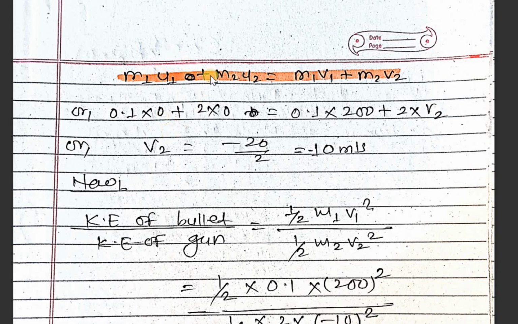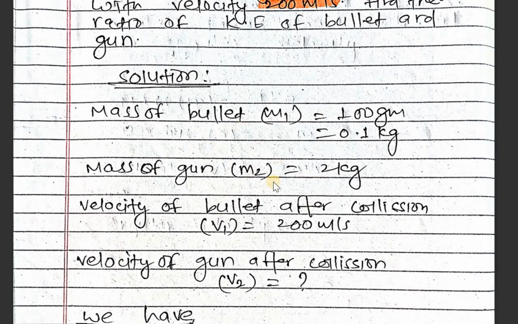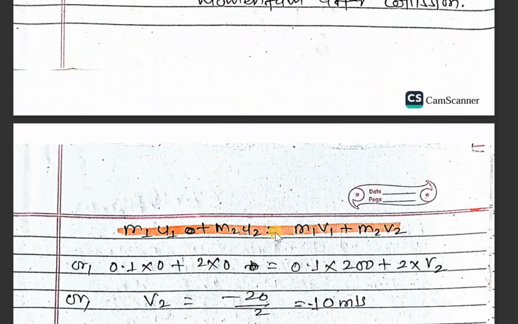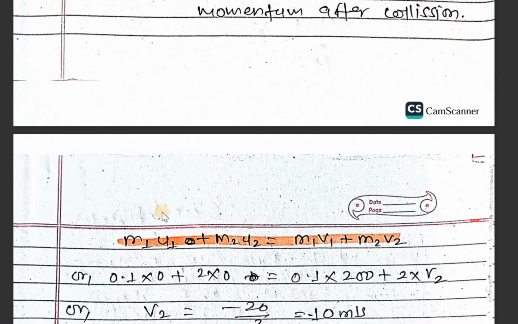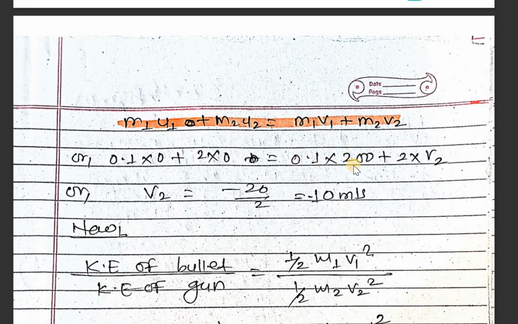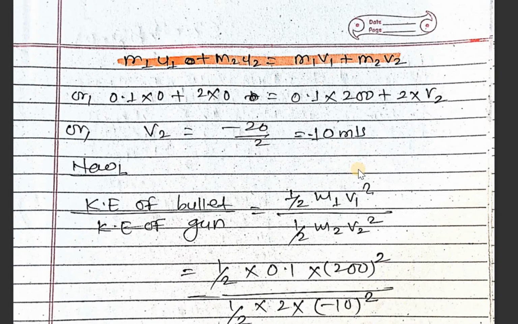Here m1 is the mass of bullet, so u1 is the initial velocity of bullet, which is 0, and m2 is the mass of gun, so u2 is the initial velocity of gun, also 0. So m1 u1 plus m2 u2 equal to m1 v1 plus m2 v2. m1 is 0.1 and v1, the final velocity, is already given, that is after collision, plus 2 into v2.